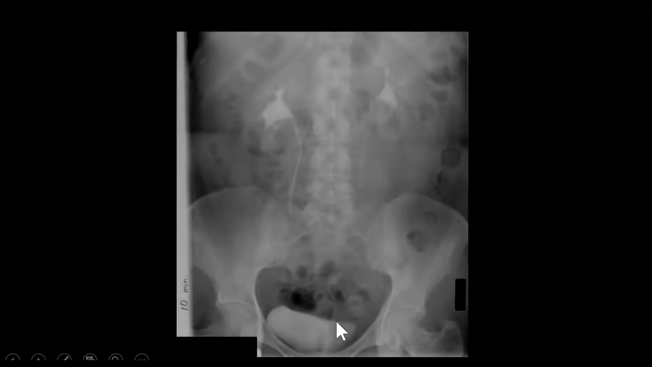Now this is an IVP study. So basically, if you have a hole, we can put contrast in it and take pictures of it. Imagine that. So this is an IVP study. We can inject contrast intravenously.